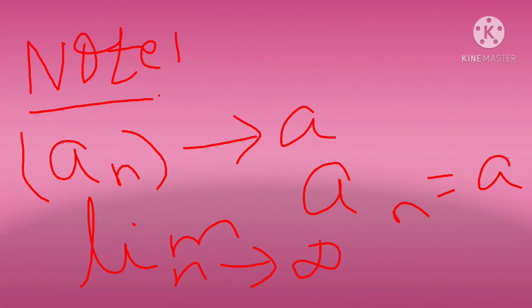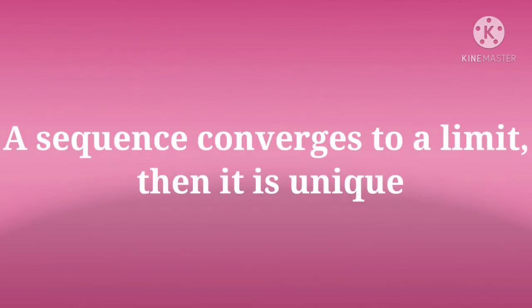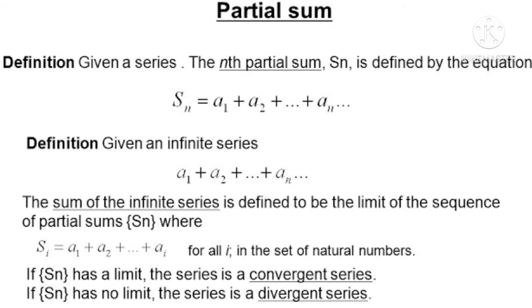Listen, one note. If sequence an converges to A, then we can write limit n tends to infinity an is equal to A. Next point. A sequence converges to a limit, then it is unique. Again I'll repeat. A sequence converges to a limit, then it is unique. Next one is partial sum.